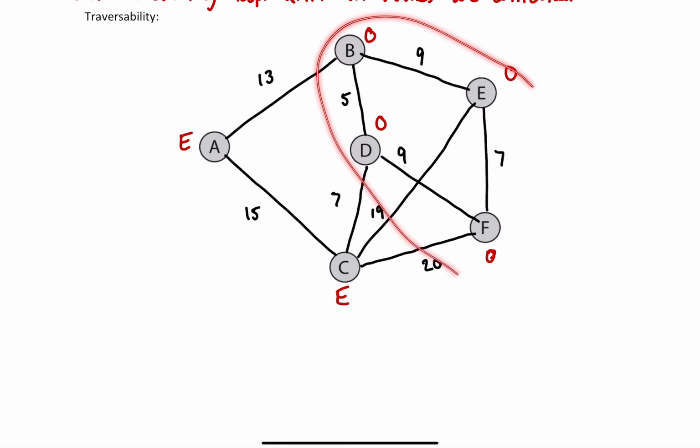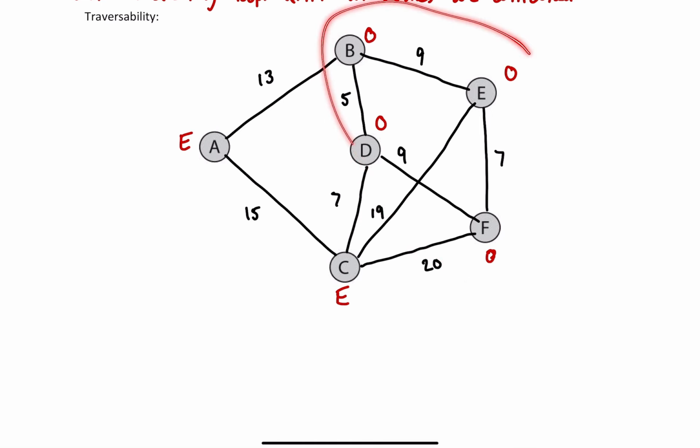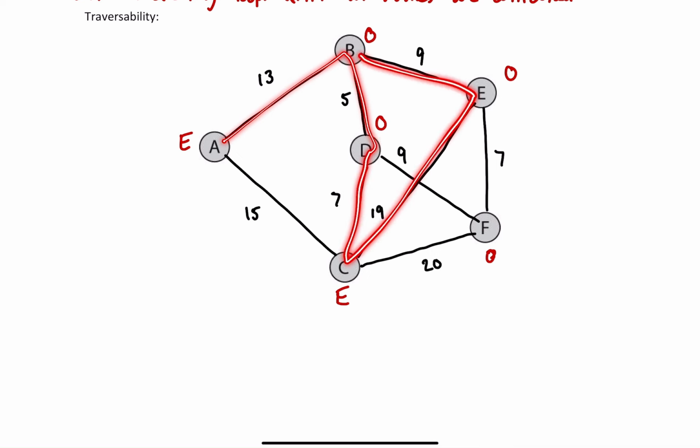However, if there's more than 2 odd nodes, as is the case here, we've got 4, then the diagram is not traversable. So this diagram here is not traversable because we've got more than 2 odd nodes, which means I cannot travel along every edge exactly once without having to go along the same edge twice to be able to complete the entire network. Okay?